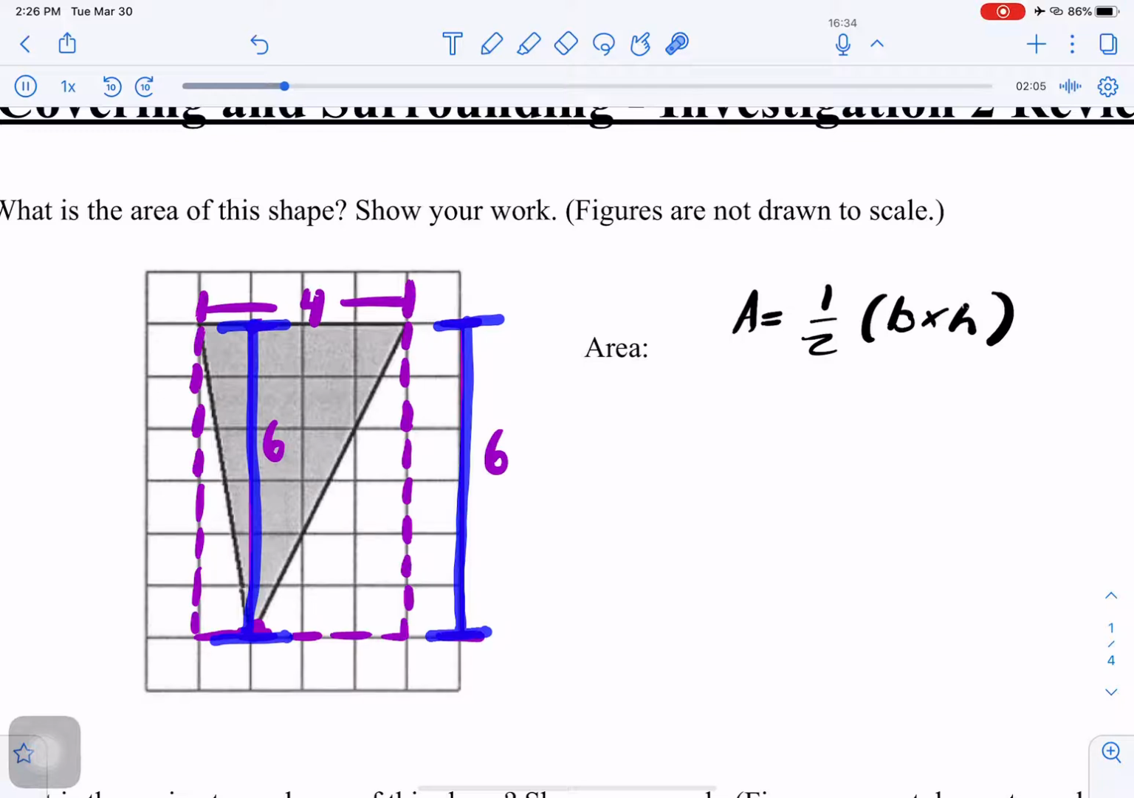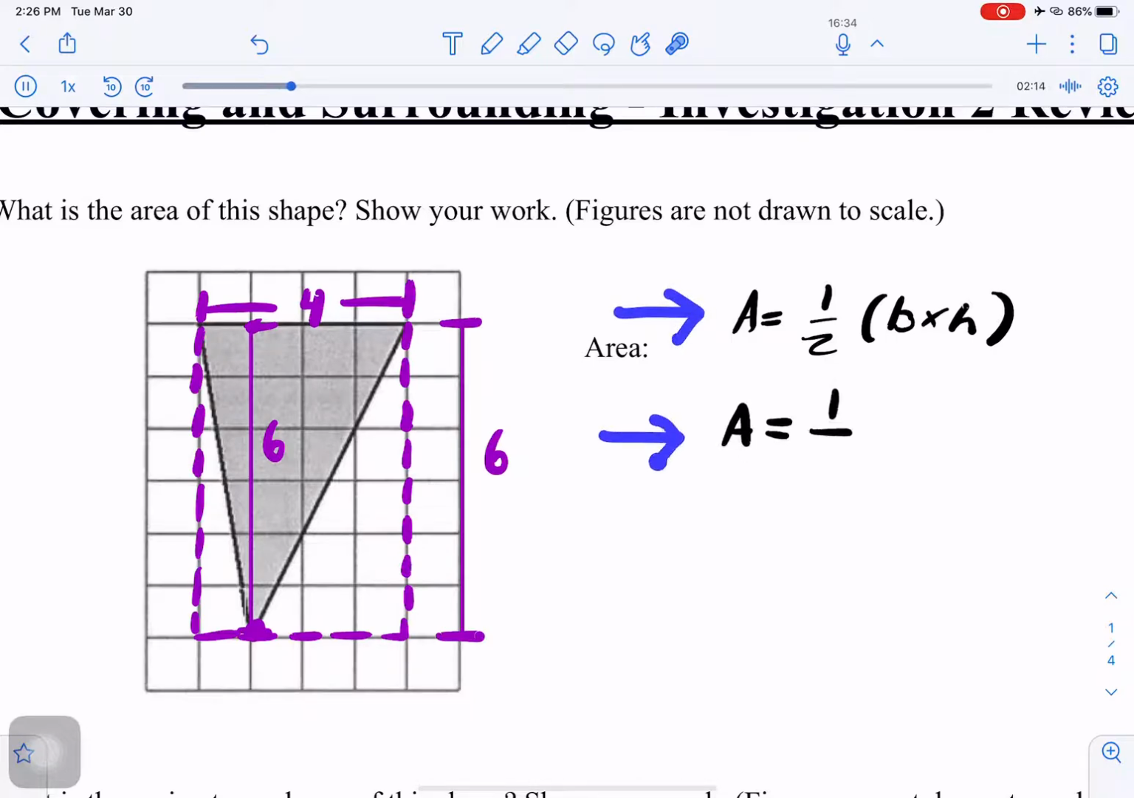Okay, now that we have this information, we can go ahead and continue into our formula and plug these numbers in. So our second step in our formula would be to write area equals half. And instead of using the variables b and h, base times height, we're going to actually plug in our base, which is 4, and we'll plug in our height as well, which is 6.